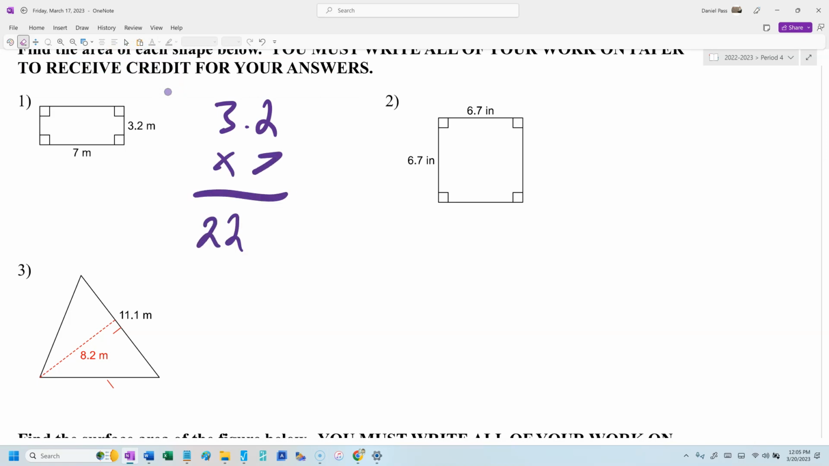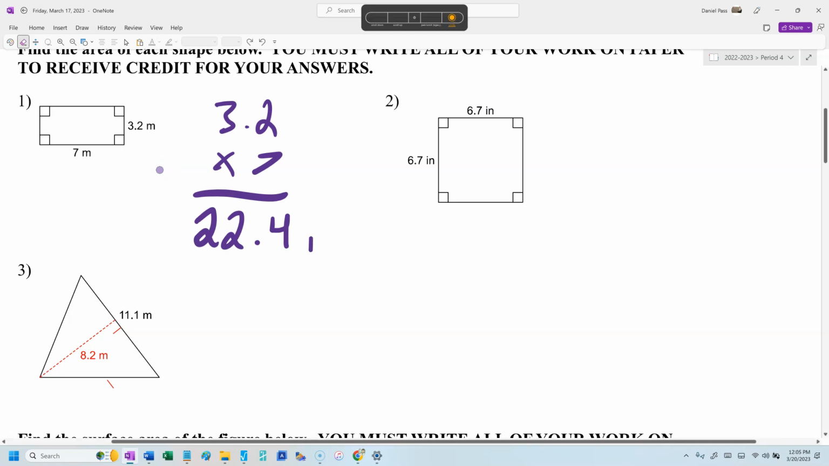22.4. Now I'm going to try to trick you, but you're not going to fall for it, right? Do we have to divide by 2? No. Good job. Why are we not dividing by 2? Because it isn't a triangle. Exactly. Okay, meters squared. Excellent.